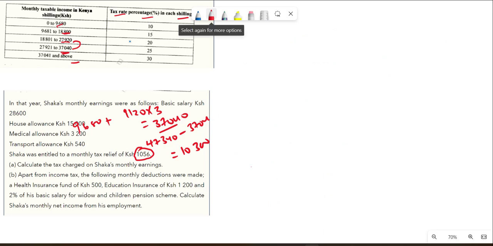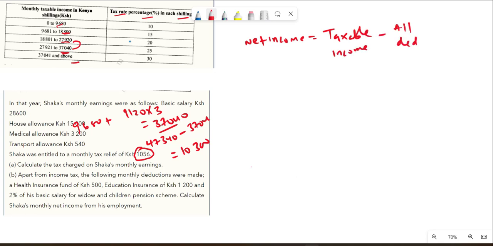The second question is asking us to get the net income. So the net income is equivalent to the taxable income minus all deductions. First of all, we know the taxable income already, which is 47,340, but what we don't know is all deductions. All deductions is the PAYE, or the tax a person pays, plus the other deductions. The PAYE we already know, and then we add the other deductions.